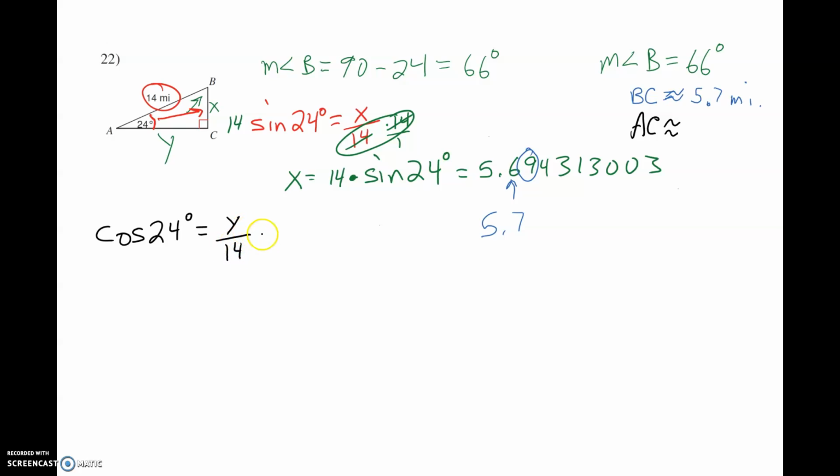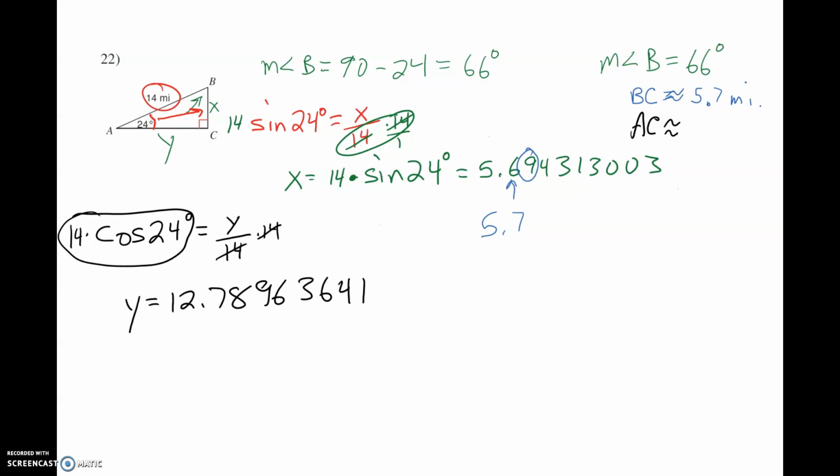Of course, we would need to solve for Y now. We're going to multiply 14 on both sides. And now Y equals 14 times the cosine of 24. So I grab my calculator and I put that in my calculator: 14 times the cosine of 24 degrees. And that's what I get in my calculator.